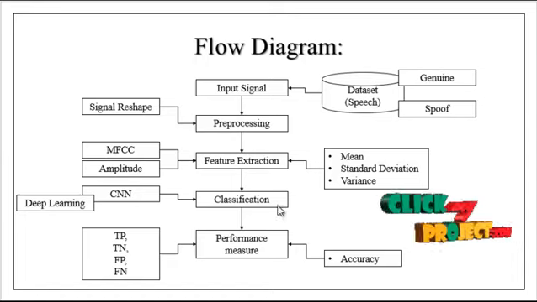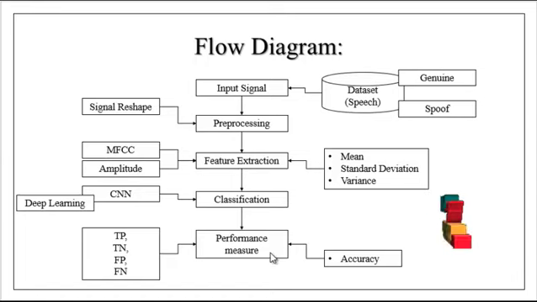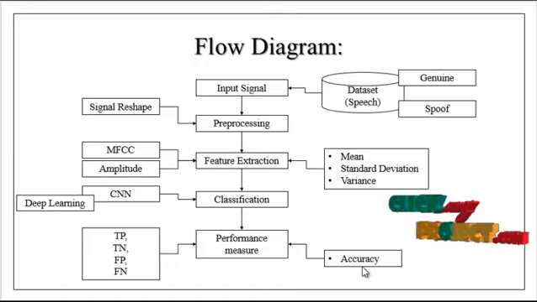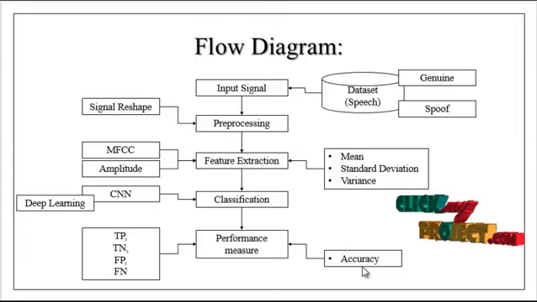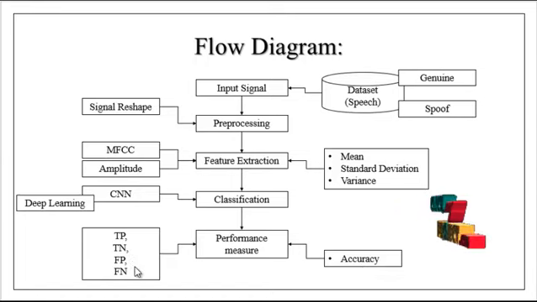After doing the classification part, the performance will be evaluated. In this performance step, we have to calculate the accuracy of the process, that is, the accuracy of the classification. If the accuracy of the classification is high, it will be above 90%. If it is low, it will be below 50%. Based on that accuracy percentage, we can justify whether this process is efficient or not. The accuracy will be calculated based on the formula of true positive, true negative, false positive and false negative.